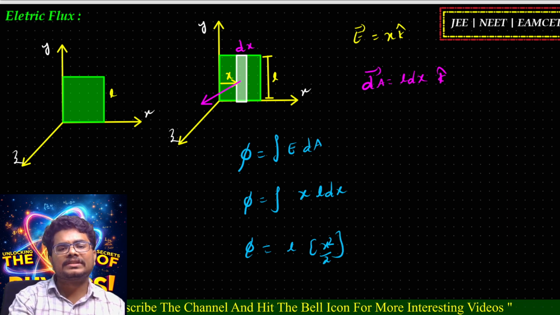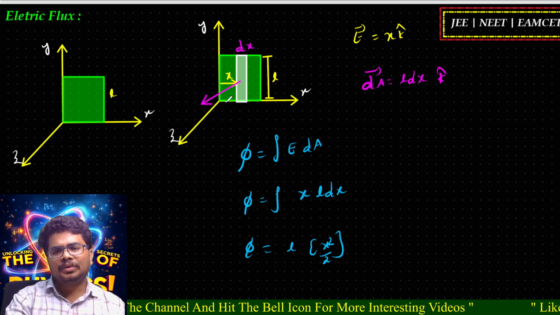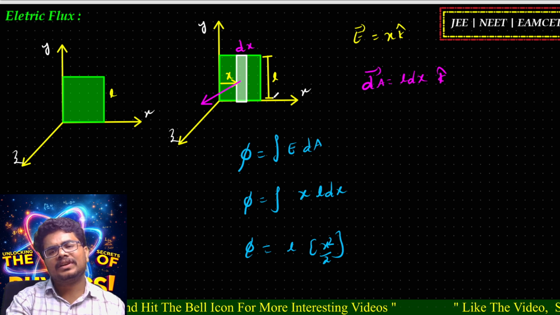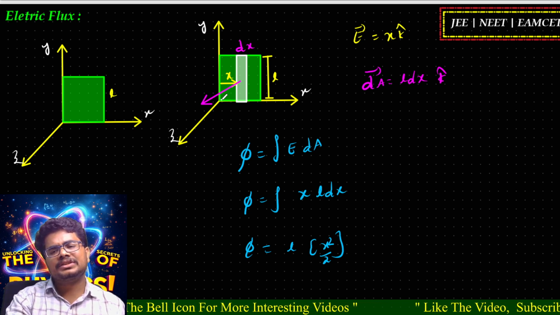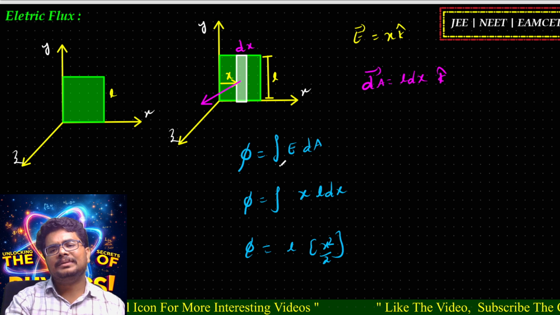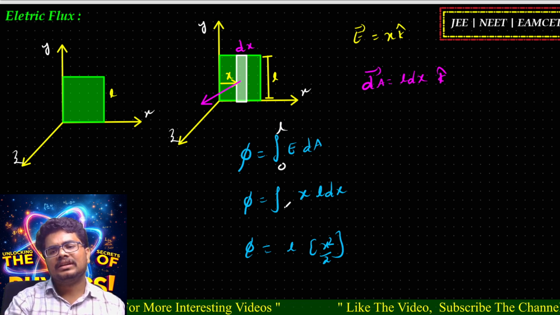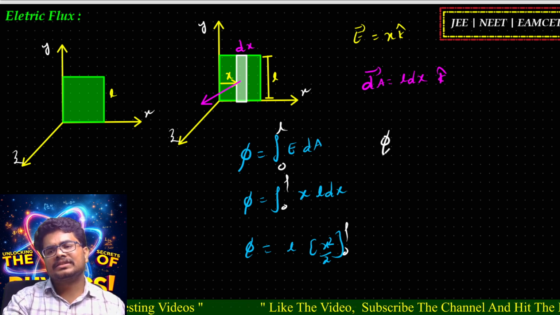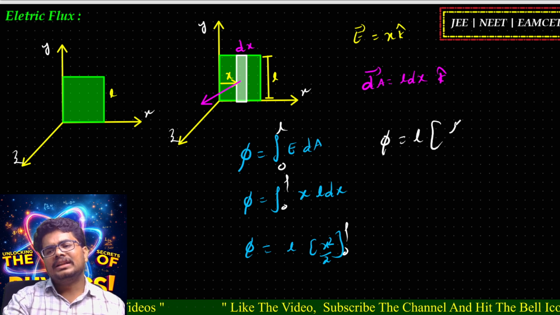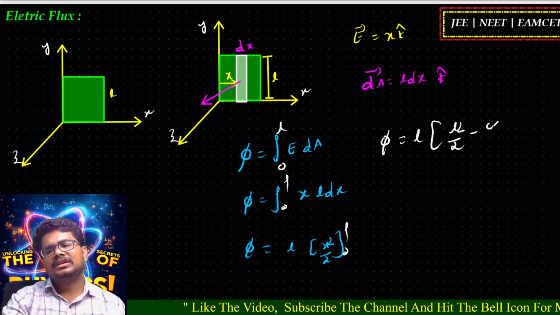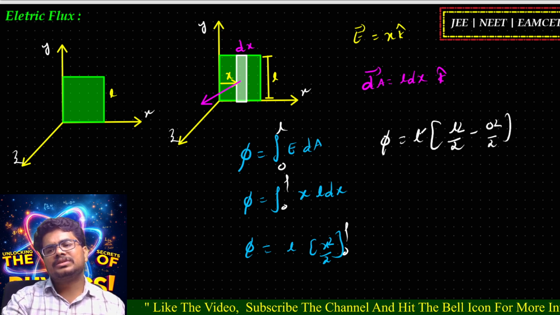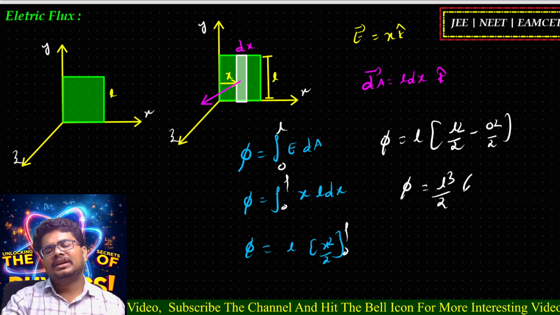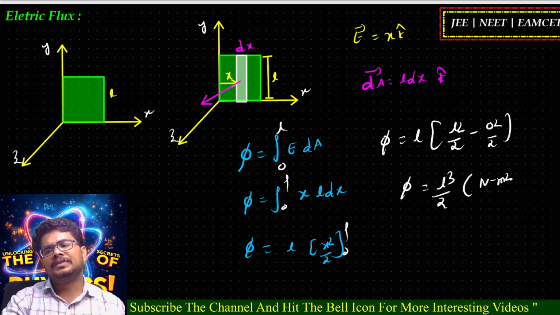Sir, how to write the limits? The electric field starts from here going up to here, and it is varying, so flux also goes from here up to here. Outside that there will be no flux. Side length is L, this is origin 0 and this goes up to L. So the limits are 0 to L. So flux equals L into L square by 2 upper limit minus 0 square by 2 lower limit. L square into L is L cube. So flux equals L cube by 2. SI unit is newton meter square per coulomb.